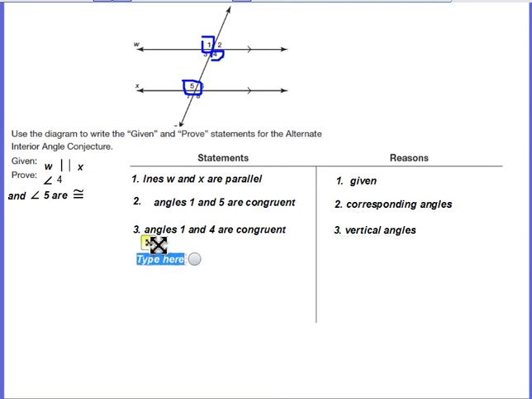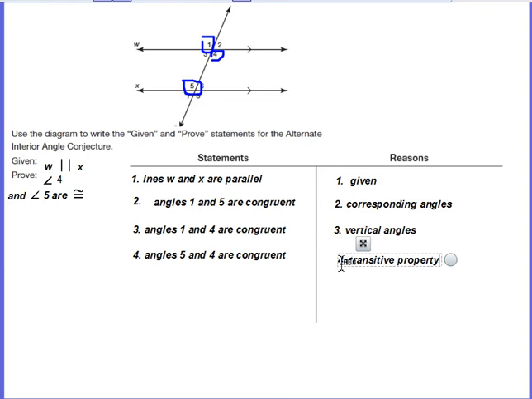We're pretty much done. Now, what do I notice? I notice that 1 is the same as 4. They're both congruent. And 1 and 5 are also congruent. So angles 5 and 4 are congruent to the same angle, which is 1. And since they're congruent to the same angle, they're congruent to each other. And what property is that? That is just the transitive property.